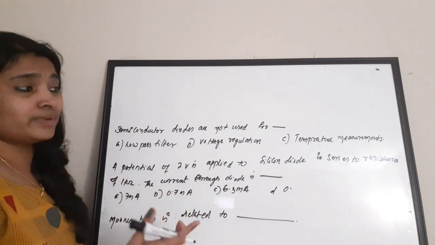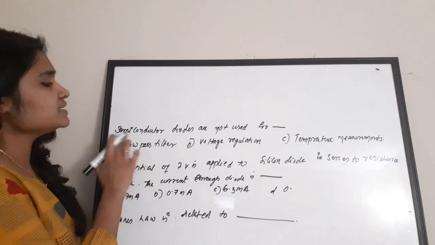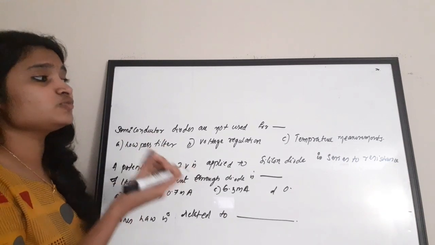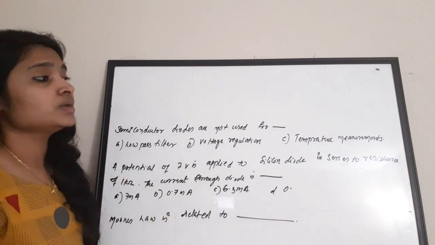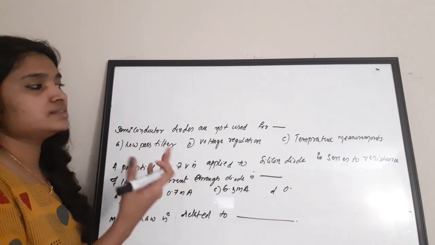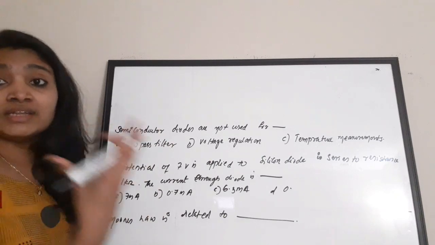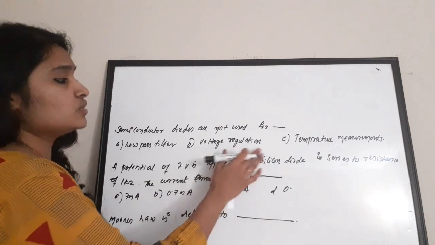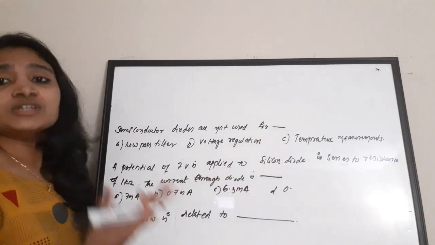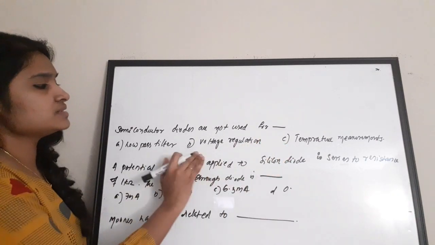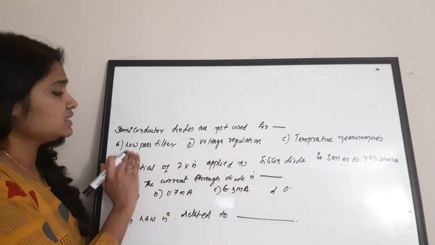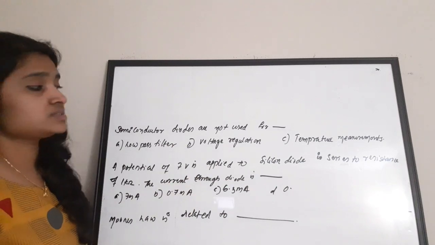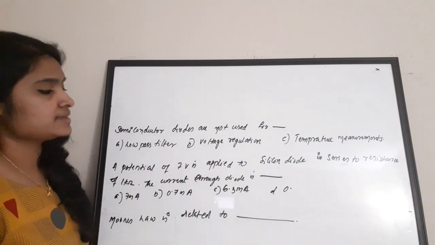In diffusion operations or likewise. The semiconductors are generally not used for temperature measurements because they have a negative temperature coefficient of resistance. When the temperature is increasing, the resistance will go very low and the current will increase to a very high value. We know that these semiconductor diodes are used for voltage regulation and low pass filter also, but they are generally not preferred for temperature measurements. Option C is the correct answer.